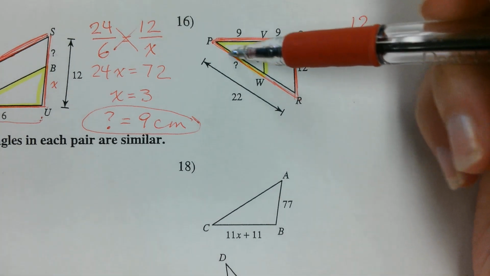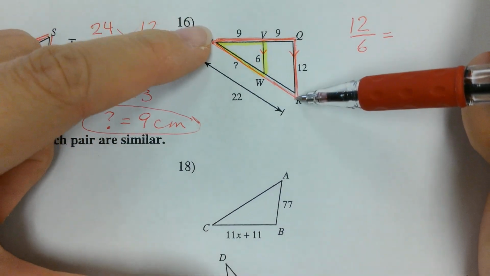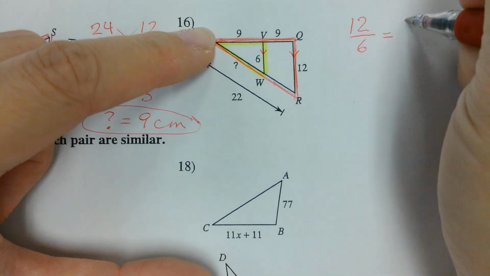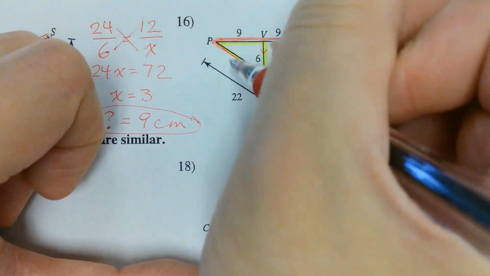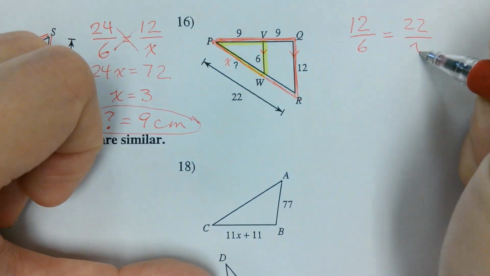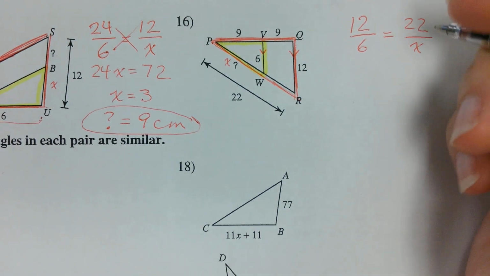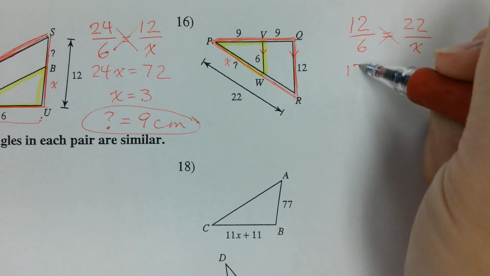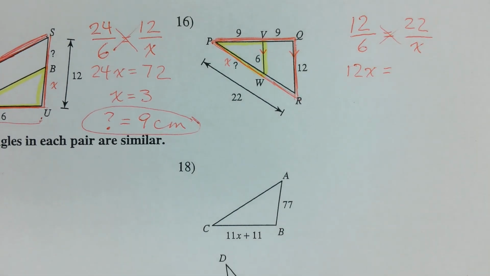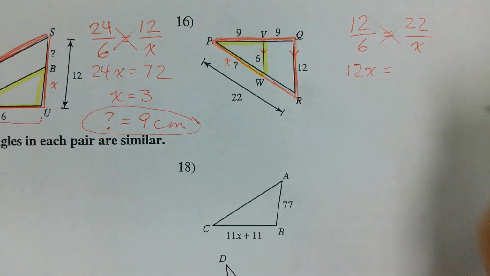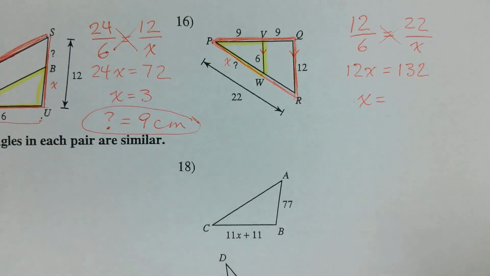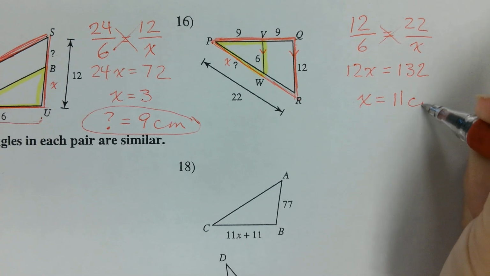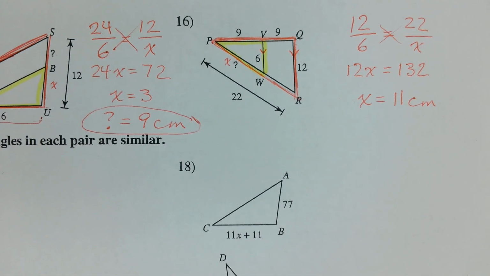And then for this one, we're comparing the 22, the diagonal, with the length of the small triangle. In this case, we could call it x. So cross multiply, 12x equals 22 times 6. 22 times 6, you get 132. And then when you divide it by 12, you get 11. So 11, for example, centimeters, because we were solving for a length.